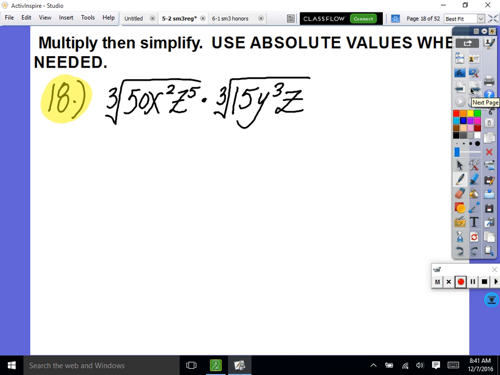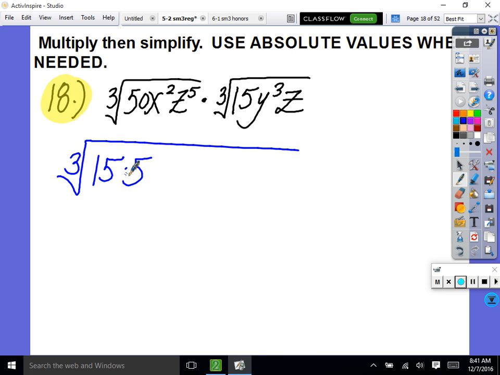All right, let's do another one that's a little bit more advanced, number 18. So cube root, we're multiplying. So we can put this underneath the same cube root. Here we go. Everybody watching very carefully. Cube root of 50 times 15. I'm just going to leave them apart. So 15 times 50. Now we have an x squared. Any other x's? Nope. So x squared. We have z to the fifth and a z. So how many z's do we have? Z to the sixth. And then we have our y cubed.